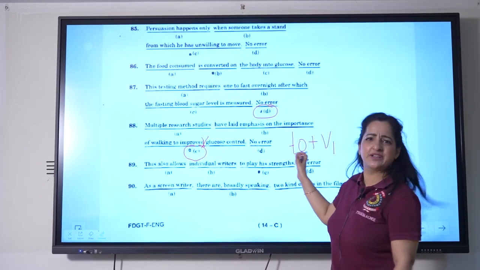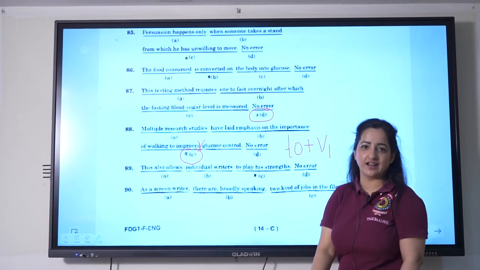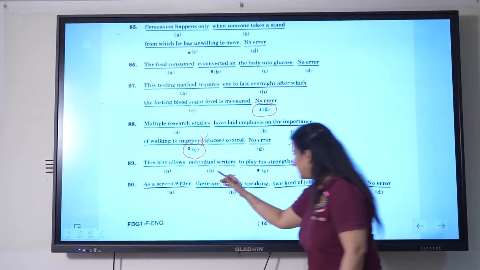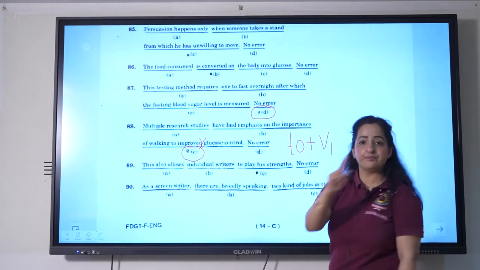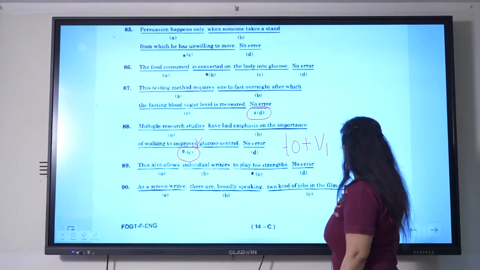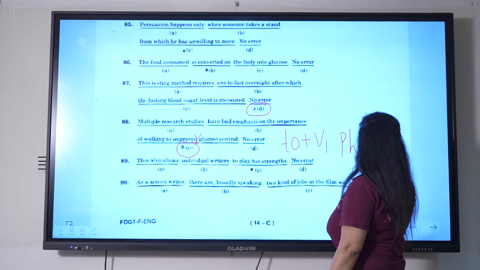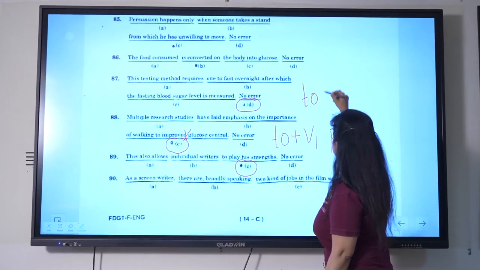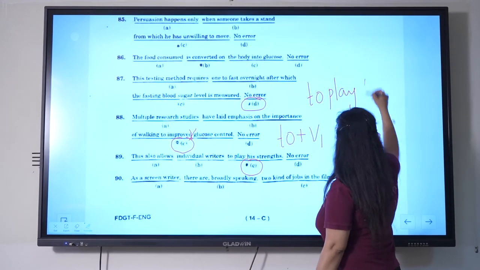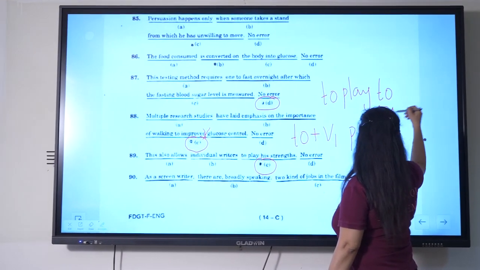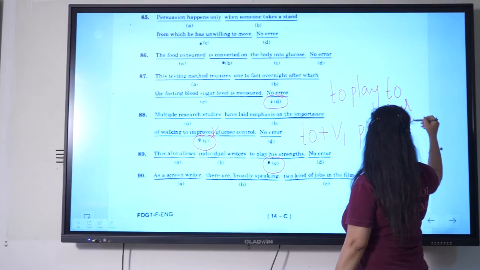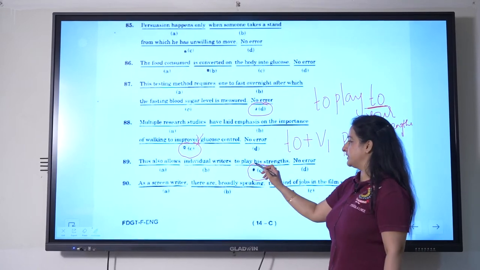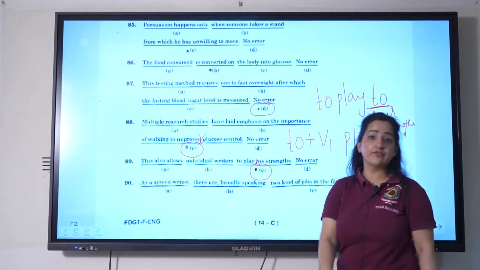89, and these fundamental principles I kept reiterating in class. These are the fundamentals of English. Okay, this allows individual writers to play his strengths. This is a phrase, and the correct phrase, Charlie part has an error, is to play to your strengths or to one's strengths. So only the "to" was missing here. Play to, therefore the error.